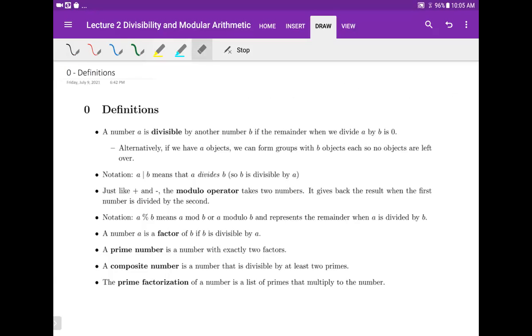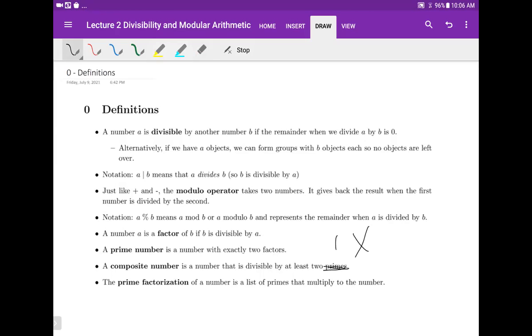Now we also have that a prime number is a number with exactly two factors, which are one and itself. The definition of a factor is that a number A is a factor of B if B is divisible by A. Going back to what I was saying, a prime number has exactly two factors, which means that one is not prime, a common misconception. One does not have two factors, it only has one factor, itself. So it's neither prime nor composite.